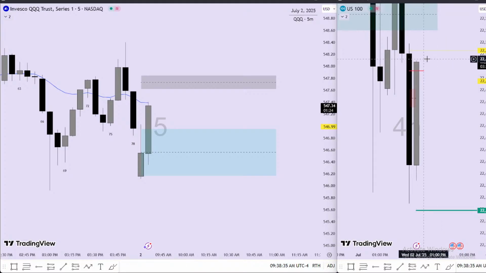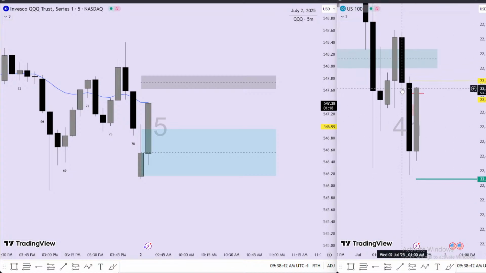Trying to close this gap. We have probably closed the gap on the 4 hours time frame, the fair value gap on the 4 hours. We are testing the moving average on the 5 minutes.